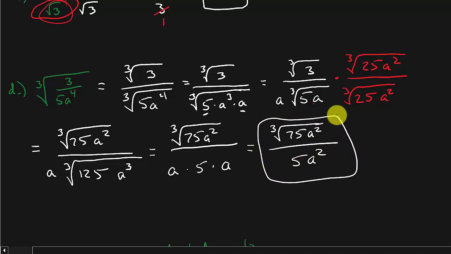And there's your answer. And yes, I know, that looks tempting, canceling that 5 and that 75 and that a squared and that a squared. You can't do it because one's underneath the radical and the other one isn't. Okay? So there's your final answer.